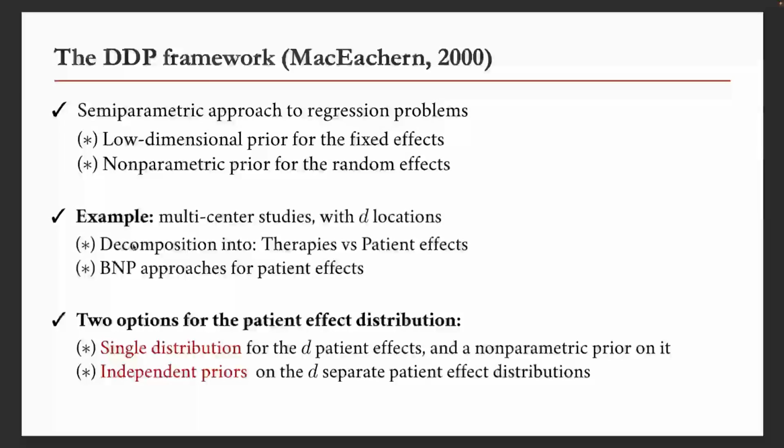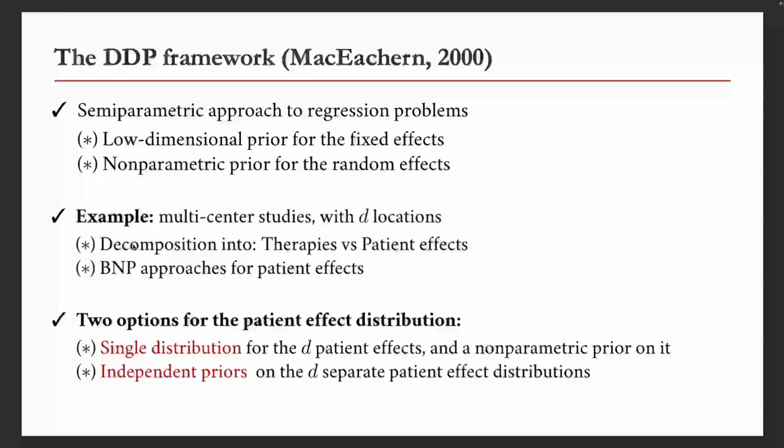If we consider the classical example of multi-center studies with D locations, it makes sense to decompose the problem into therapy and patient effects. Patients are recruited into this study, observed multiple times, and assigned to a specific therapy. Then you can consider therapies as fixed effects, and the patient effects are the random effects, for which a non-parametric prior is assessed.